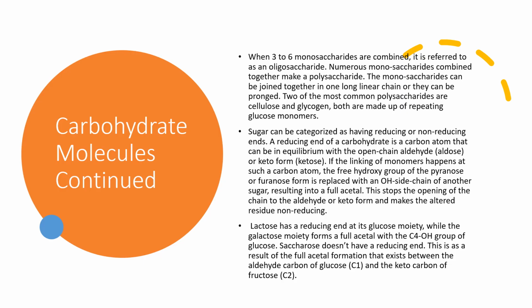When 3 to 6 monosaccharides are combined, it is referred to as an oligosaccharide. Numerous monosaccharides combined together make a polysaccharide. Sugar can be categorized as having reducing or non-reducing ends. A reducing end of a carbohydrate is a carbon atom that can be in equilibrium with the open chain aldehyde, which is aldose, or keto form, which is ketose.